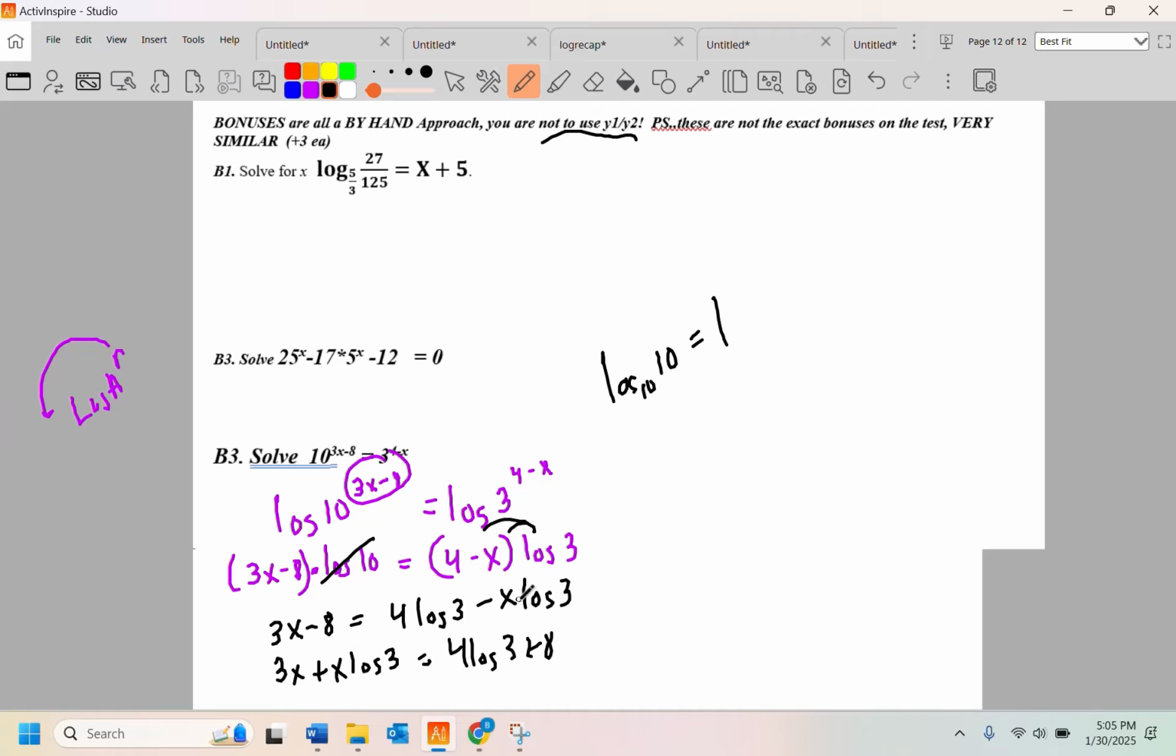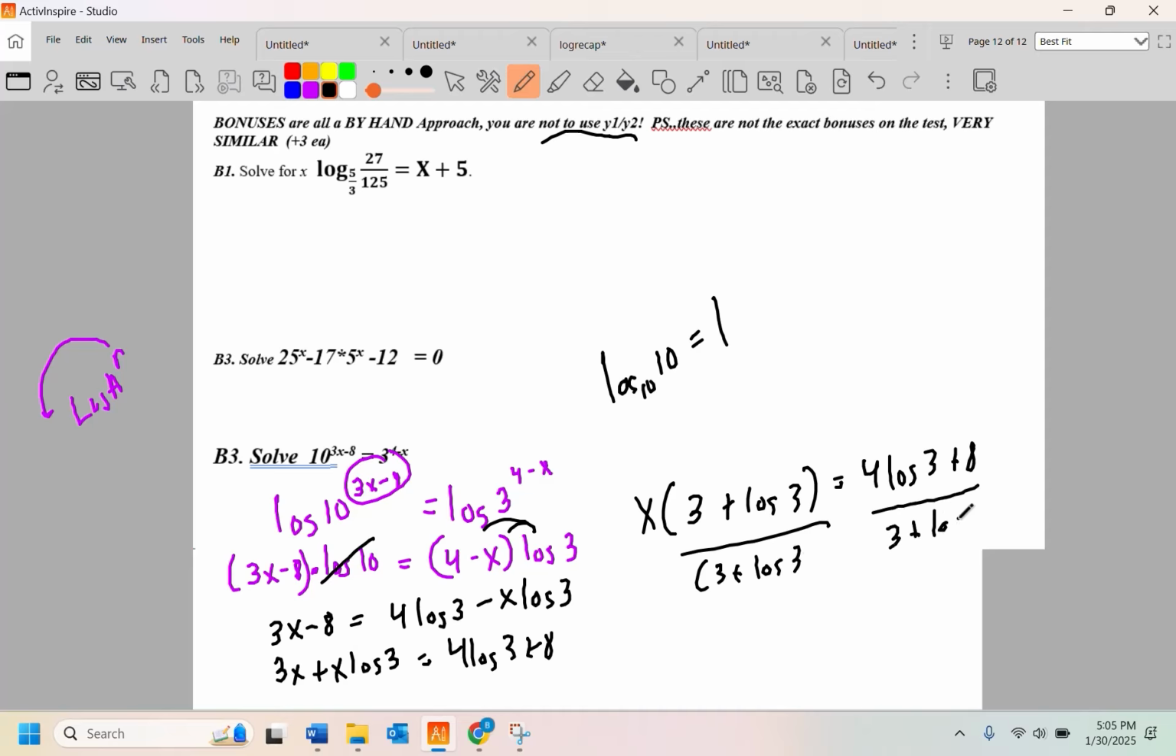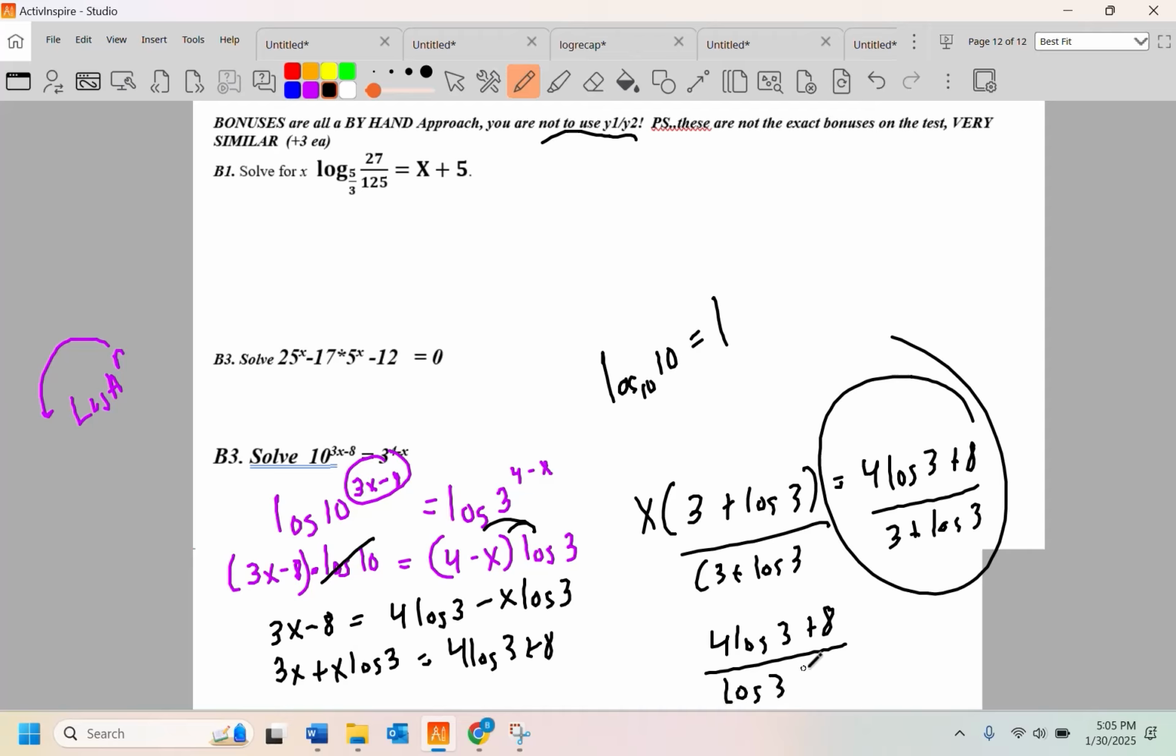Now, the left-hand side, both of these pieces are in possession of an x, so I get to use my favorite F word, I get to factor. If I factor an x out of 3x, I have a 3. If I factor an x out of x logs 3, I have plus a log of 3, and that would be equal to 4 log 3 plus 8. Go through on the isolation step, and I have a perfectly good answer. Now, it would look better if I wrote 4 log 3 plus 8 over log 3 plus 3.